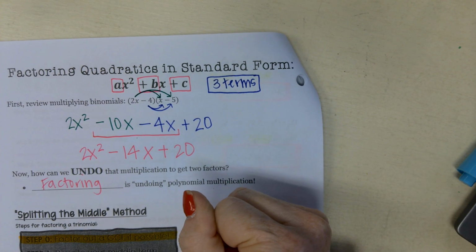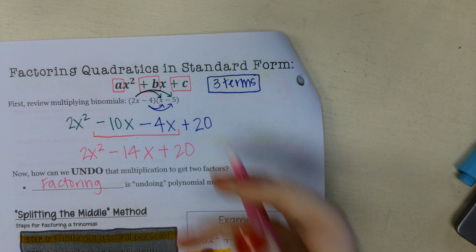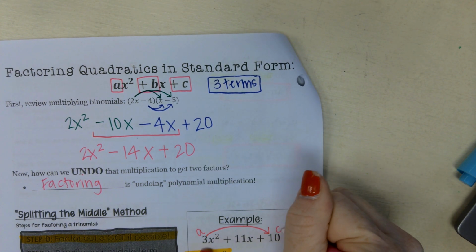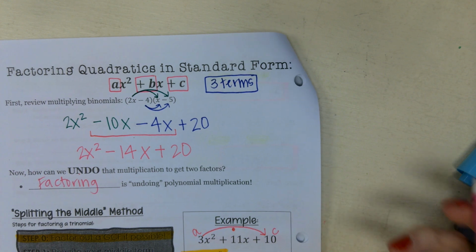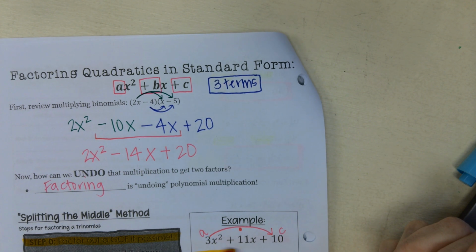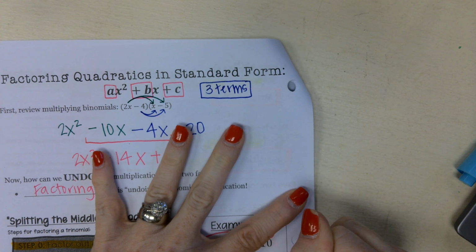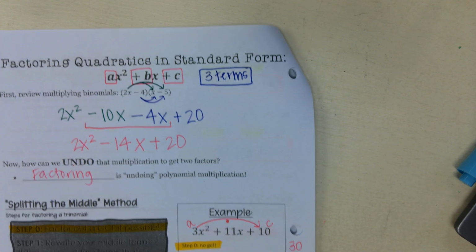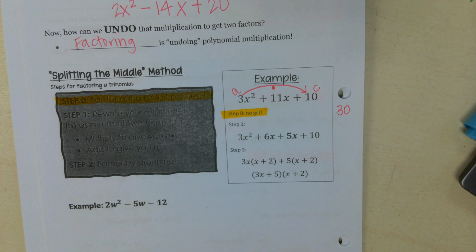All right, now I'm going to use this example right here. I do what I call slip and slide. I'm going to slip and slide, and I multiply my A value times my C value. So A times C. What is A times C? 3x squared times 10. Or what? Just the coefficients, just the numbers. 3 times 10 is 30. Okay, I'm going to write that out to the side. Sorry, y'all couldn't see what I was doing, could you?